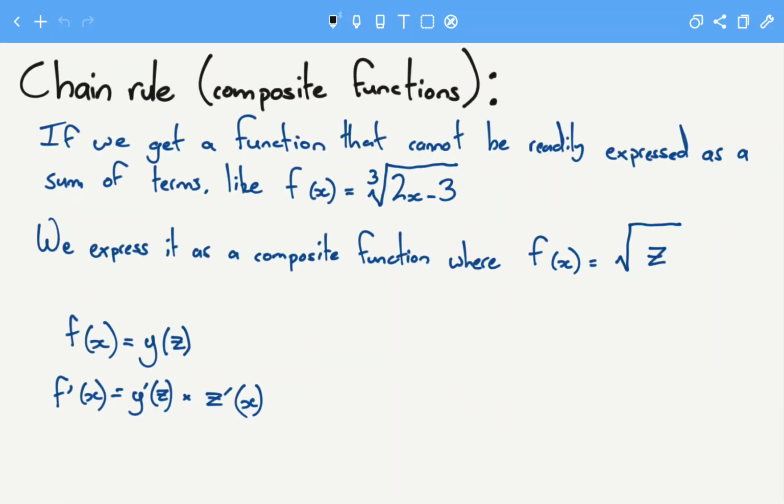So, what the chain rule, or composite functions, actually is. What it basically means, and I've written it out here, if we get a function that cannot be readily expressed as a sum of terms, like this here, f(x) equals (2x minus 3) to the square root to the power of 3, we would then express it as a composite function where f(x) equals the square root of z. All we've done here is we have substituted this value right here for z.